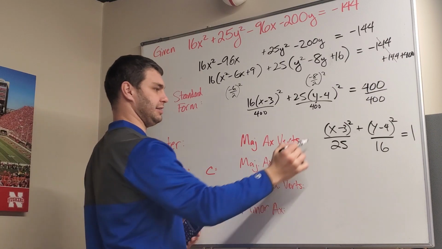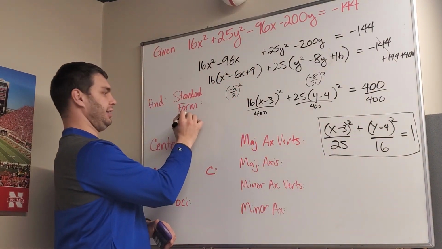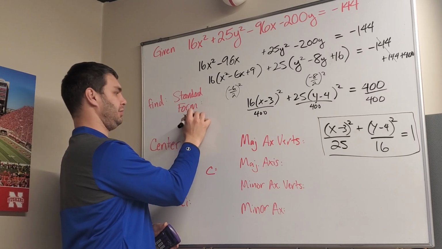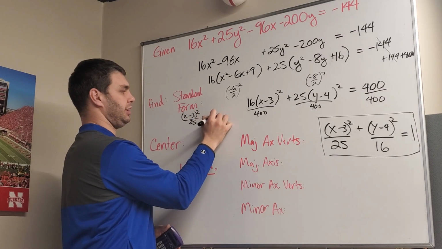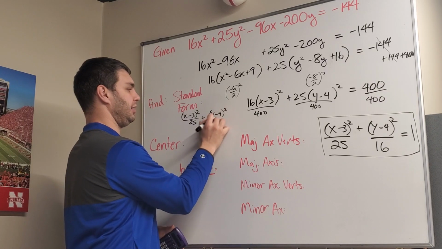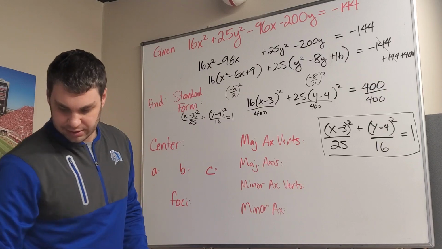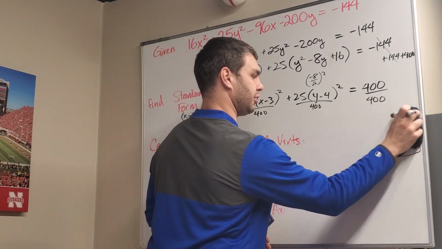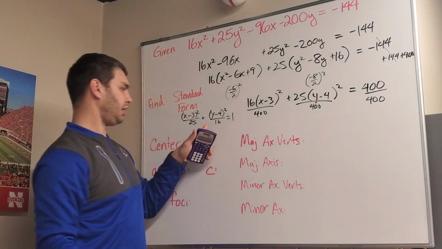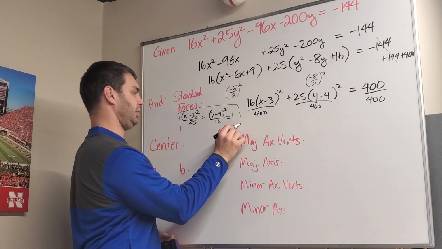Now this is in standard form. Right there. So that's what I probably should write over here. (x minus 3) quantity squared divided by 25 plus (y minus 4) quantity squared over 16 equals 1. And I'm going to erase this just to give me some more room for these other questions we have to answer. And we'll go off of this part.